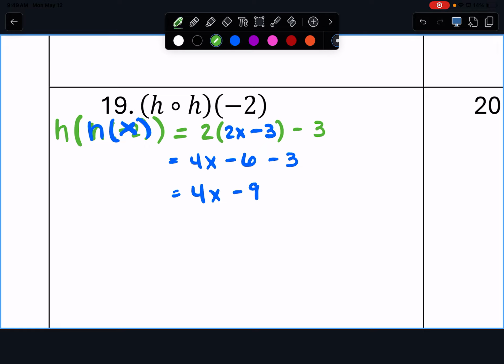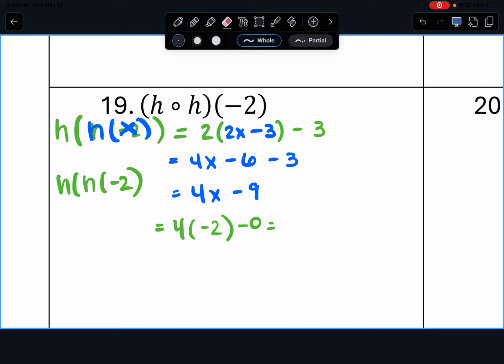And then we got to plug in what? So we're going to do 4 times negative 2 minus 9. So we get negative 8 minus 9, which is negative 17. And that is how we do composite functions.